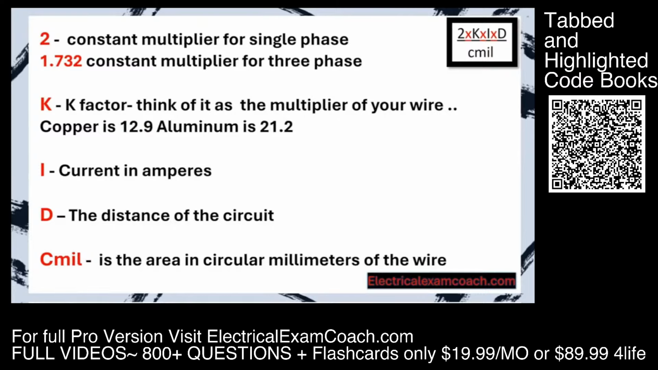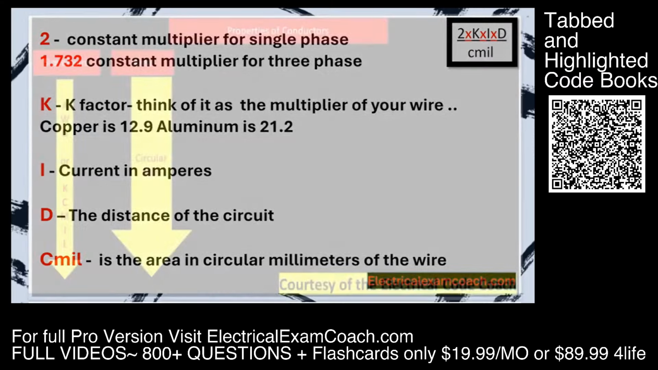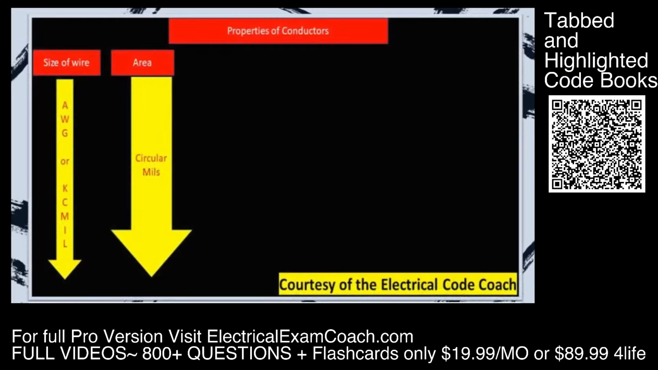To find the C mils of a wire, we need to head to Chapter 9, Table 8. It's toward the back of the book in the Chapter 9 tables. Go ahead and head there now.